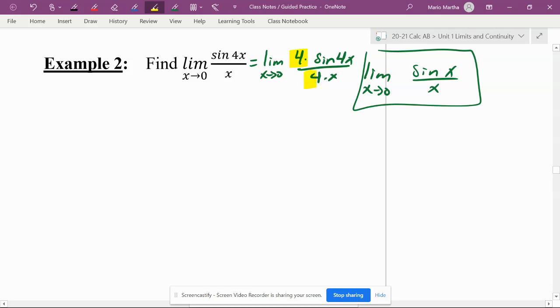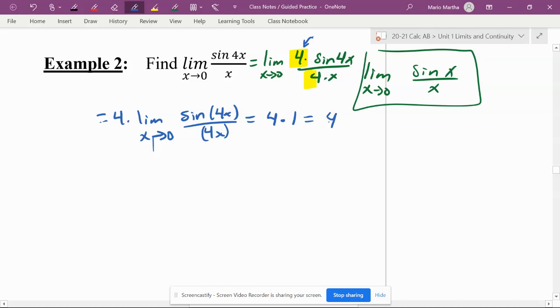So right here, now that I have that, I can apply one of the properties that I'm familiar with, which is the constant multiple property, which means I can pull that 4 in front of the limit. So this would be equal to 4 times the limit as x approaches 0 of the sine of 4x over 4x. And now, since both of these are the same, I can say that's equal to 1. So this is going to be 4 times 1, the constant that was in front. So therefore, my limit is just positive 4.